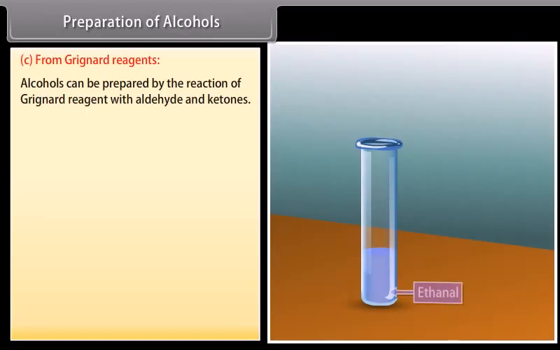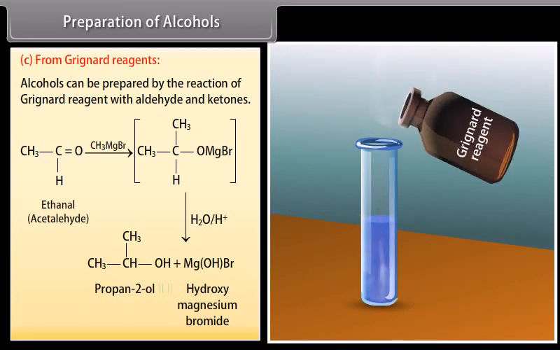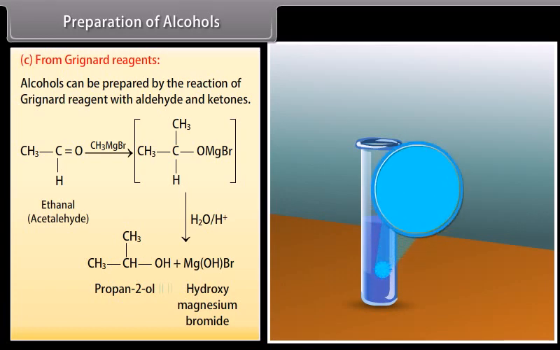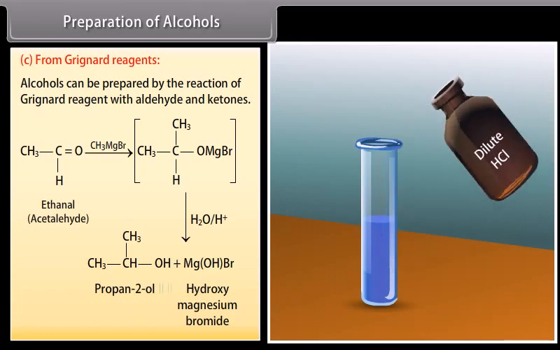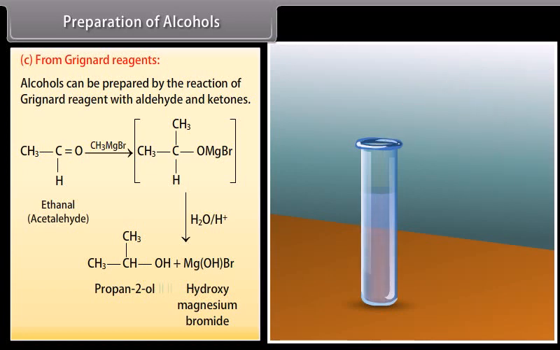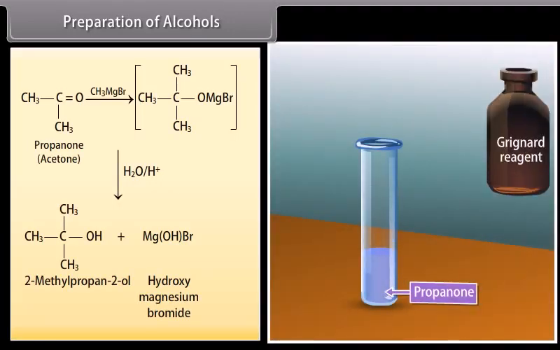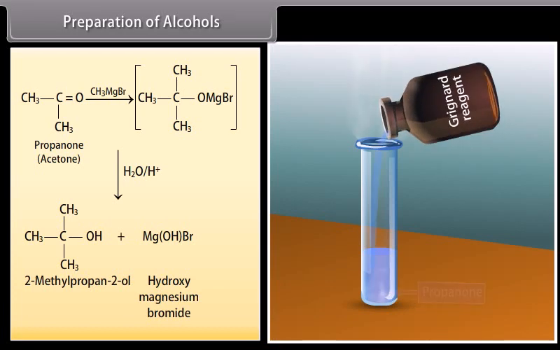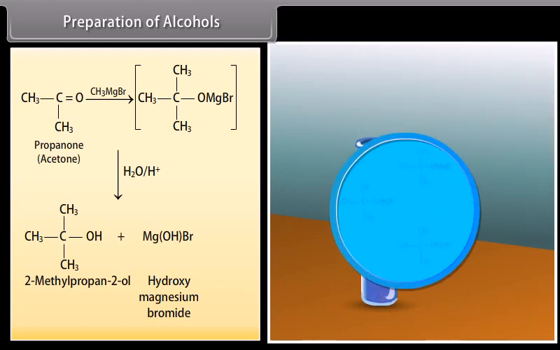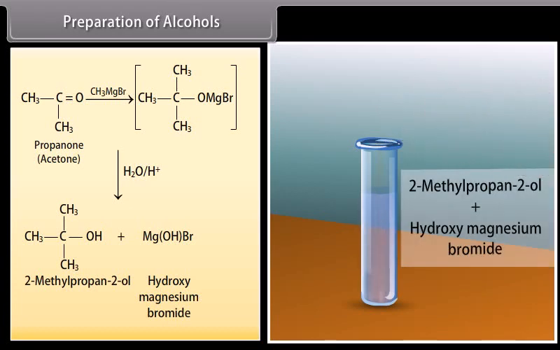Preparation of alcohols from Grignard reagents. Alcohols can be prepared by the reaction of Grignard reagent with aldehydes and ketones. Grignard reagent reacts with ethanal to form a product which decomposes with dilute HCl to give propan-2-ol and hydroxymagnesium bromide. Grignard reagent reacts with propanone to form a product which decomposes with dilute HCl to give 2-methylpropan-2-ol and hydroxymagnesium bromide.